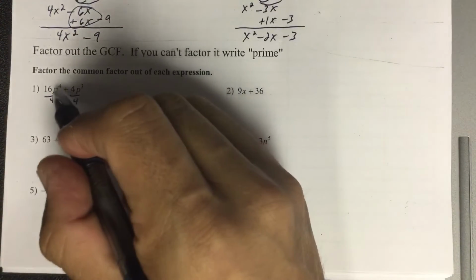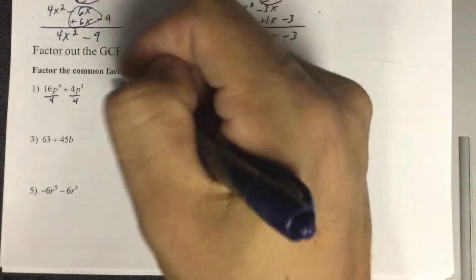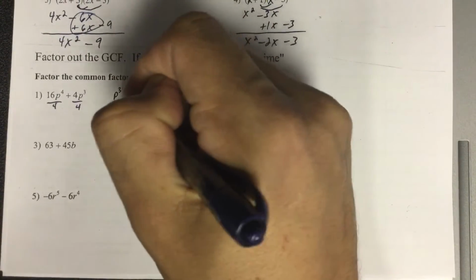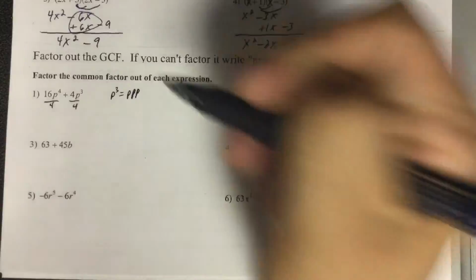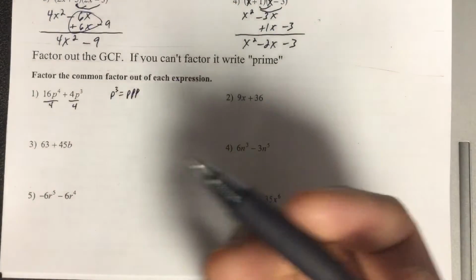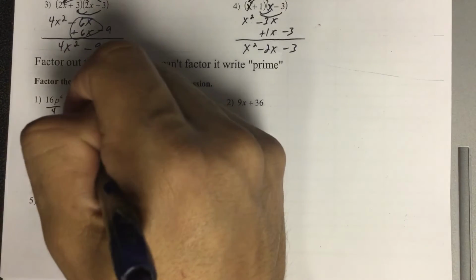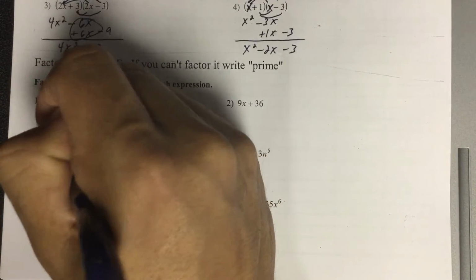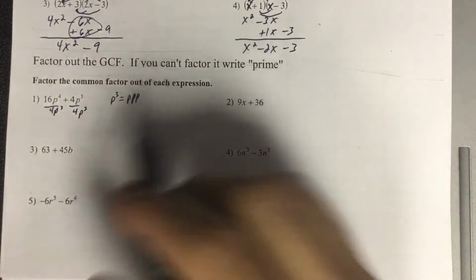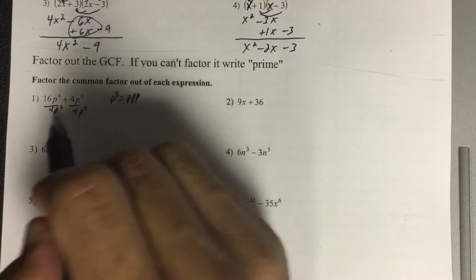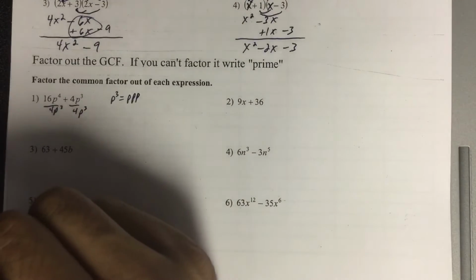How many p's does each one of these have? If I consider p to the third to be 1, 2, 3 p's, right? How many can I take out of this one and this one? So I could take 3. So I divide this by p to the third. Okay? If I could divide them both by the same amount, I can factor that part out.